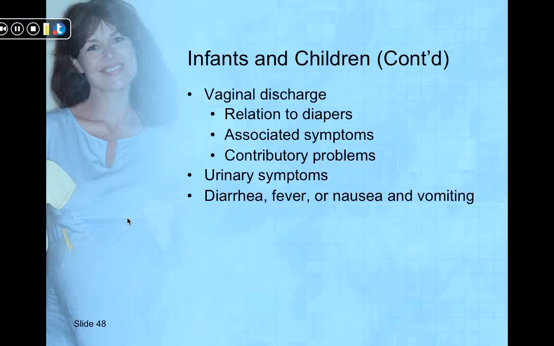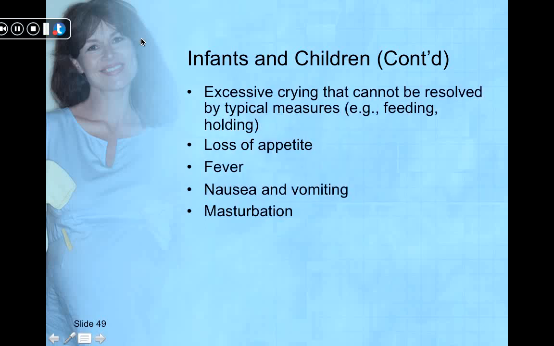And so just talking to them about, especially when they're diapering or they're learning to potty and learning to care for their genitalia themselves after pottying. Sometimes you'll see an increased incidence of yeast infections and things like that during that transition period, where the child is getting a little bit more independence, but maybe not doing the kind of care that they were getting when they were in diapers. Excessive crying that can't be resolved, loss of appetite, fever, nausea, vomiting, masturbation.